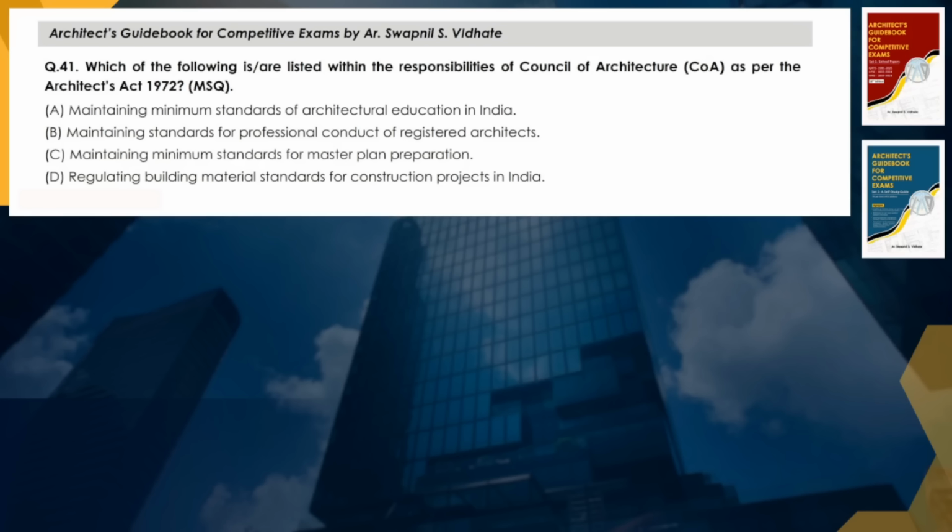Option C, maintaining minimum standards for master plan preparation. No, this is not associated with the responsibilities of Council of Architecture. Option D, regulating building material standards for construction projects in India. So option C and D are definitely the incorrect options. So only correct options are option A and B. I think selecting these two options was not the difficult one.